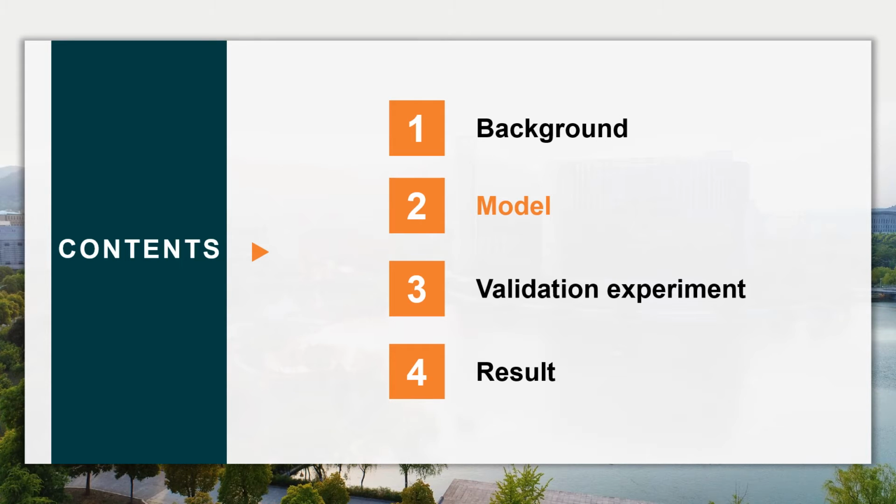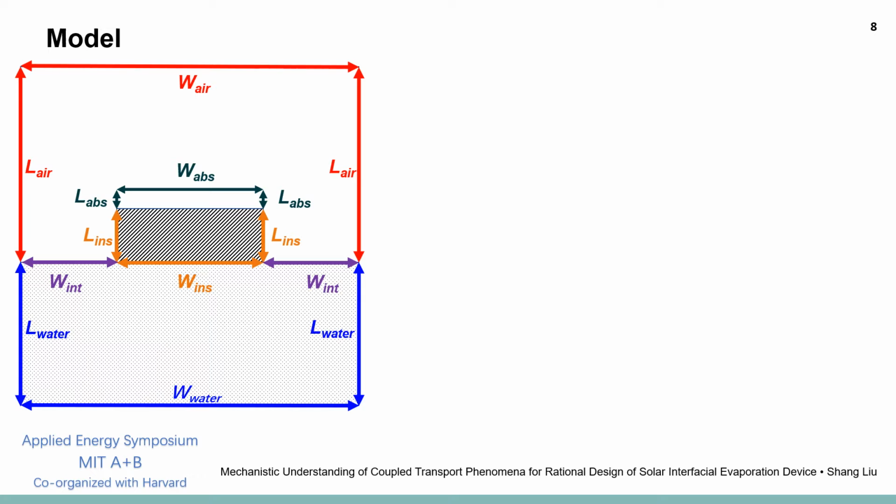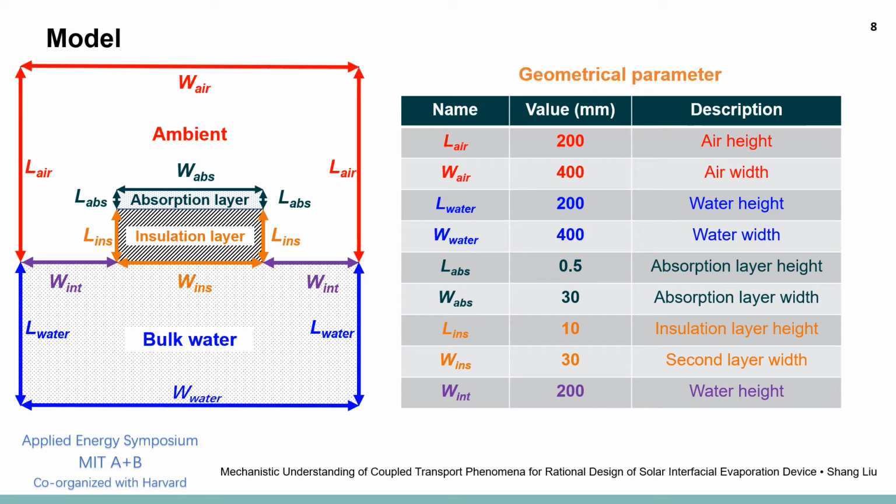The second part is about the model development. The geometry of the model includes the ambient, the evaporator, that is the absorption layer and the insulation layer, and the bulk water, and the geometrical parameters are shown in this table.